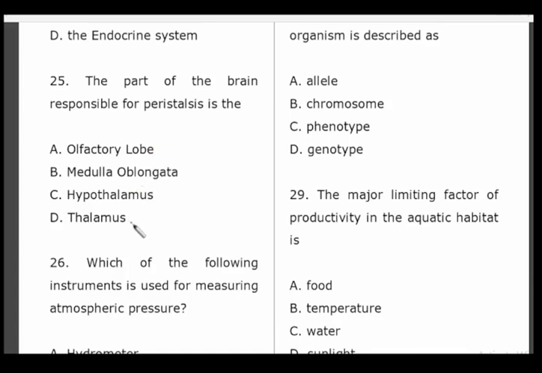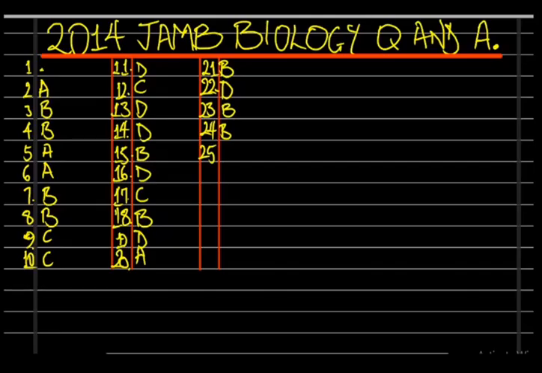And it is not the thalamus nor the hypothalamus, because they are responsible for monitoring or regulating several processes that take place in the body. So for peristalsis, the action is coordinated or monitored by the medulla oblongata. But let us just see a few things that the medulla oblongata is also responsible for. Functions of the medulla oblongata.